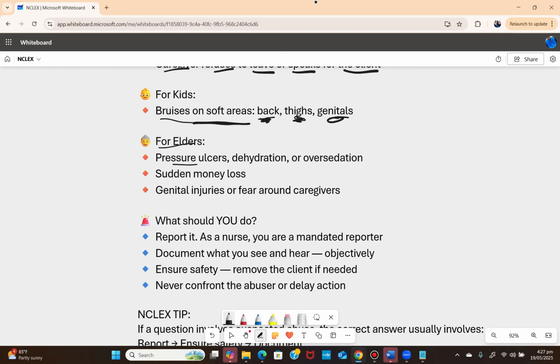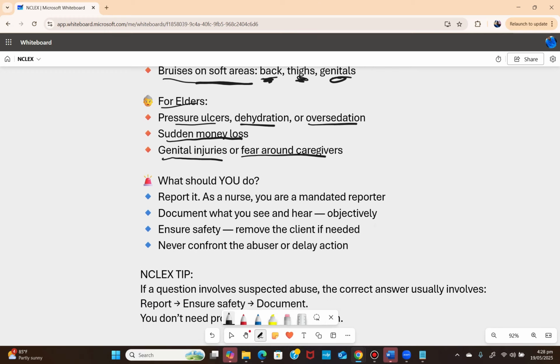For adults, pressure ulcer, that can be your neglect right there, dehydration, over sedation, sudden money losses, that's financial abuse. Now, genital injury or fear around caregiver, very common. They fear to speak around the caregiver, right? This is very common.